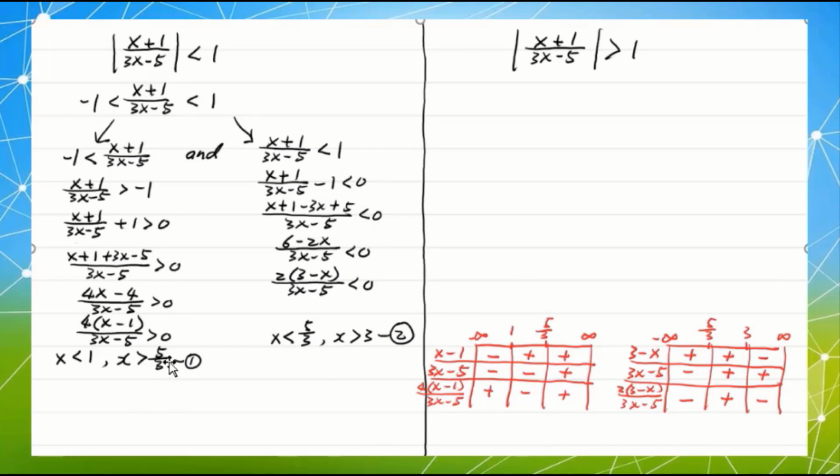Now we need to combine this set of values of x by using AND. First we use the number line and we mark the number line with all the critical points of this set of values of x. So first one is 1 followed by 5 over 3 and 3. For the first set of values of x, x less than 1, then x greater than 5 over 3, followed by the second set of x where x less than 5 over 3 and x greater than 3.